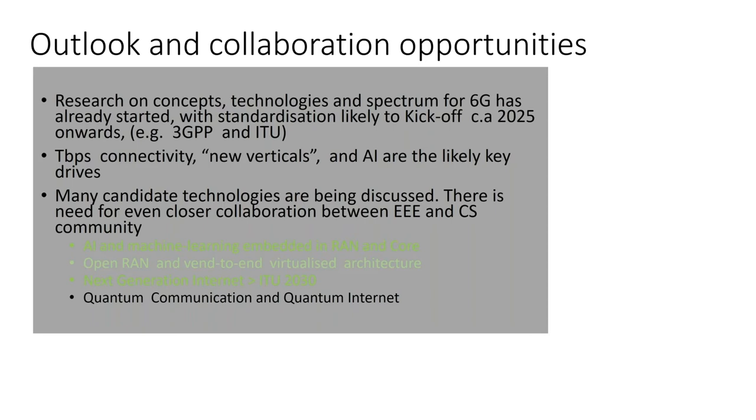As I mentioned, there are many candidate technologies being discussed. I truly believe that there's a need for even closer collaboration between the electrical engineering and the computer science community when it comes to 6G. These are some of the areas that I think are interesting to work together on: AI and machine learning, Open RAN, next generation internet. And obviously there's a lot of work starting to be done on quantum internet and quantum communication. Maybe this will be 6G or towards 7G, so to speak.